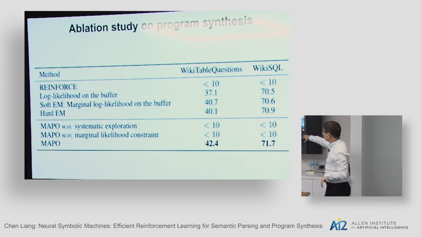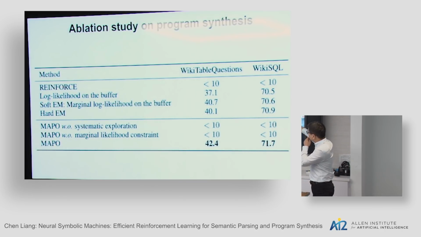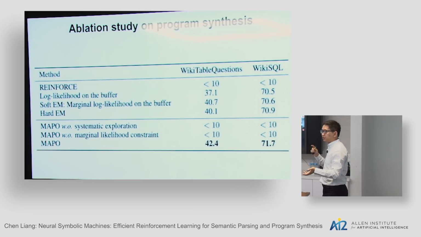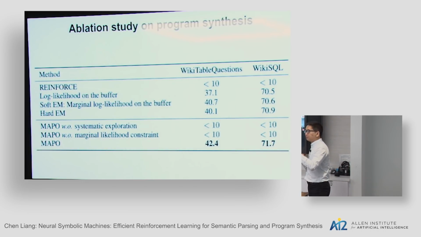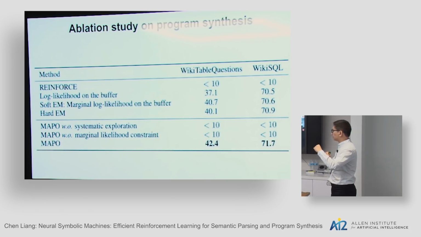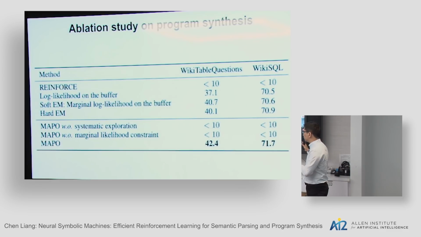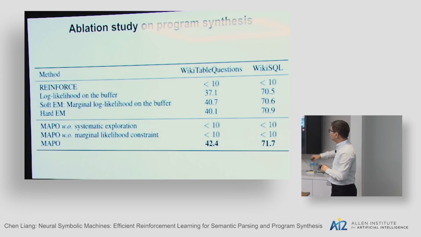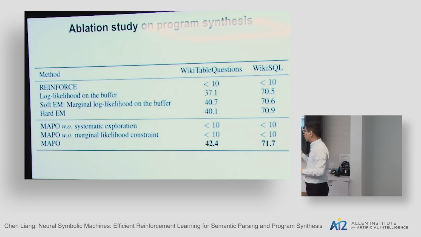Our results achieve the best, and we also tried a bunch of other objectives, like doing log likelihood over the buffer, or marginal log likelihood over the buffer, or more like an EM approach, using the good examples we see. And none of them can beat MAPO. Also the two techniques, systematic exploration and clipping, are crucial to get the result.